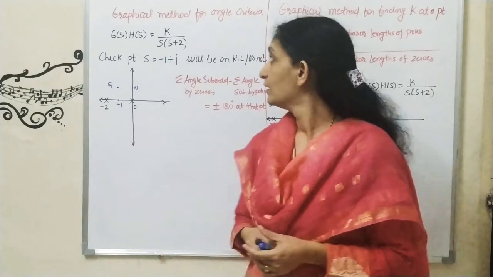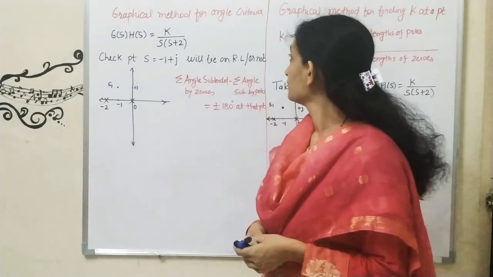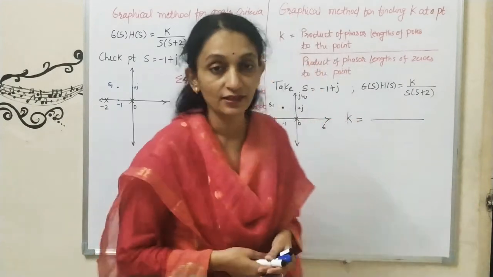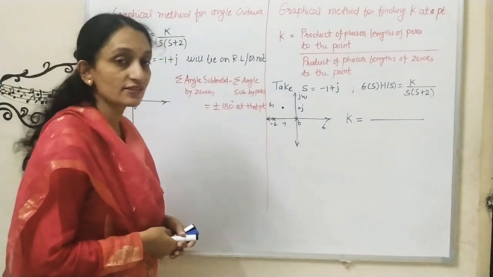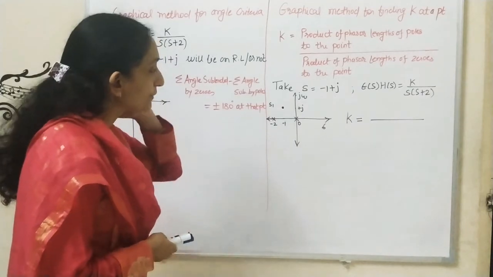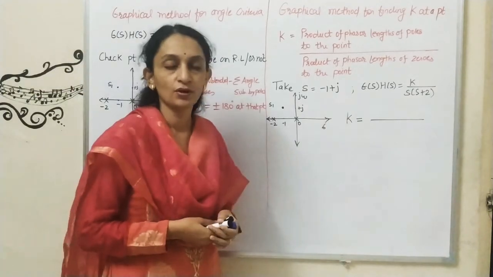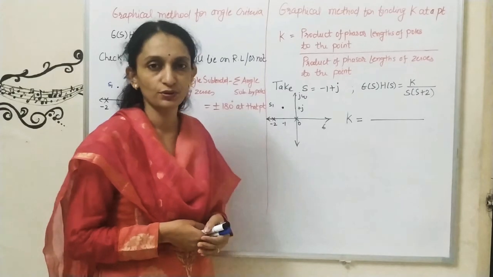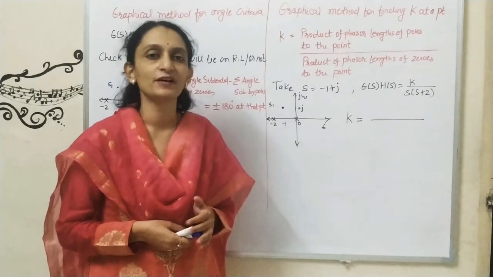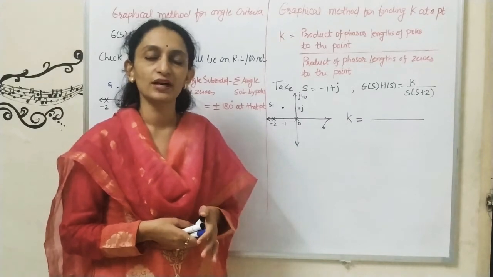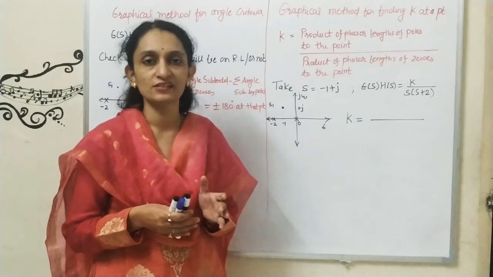Hello students, let's see the graphical method for angle criteria, and second, the graphical method for finding K, that is the constant at a point. In the previous lecture we have seen angle and magnitude criteria. So we know that for angle criteria, the angle should be plus minus 180 degrees, and the magnitude criteria is mod of G(s)H(s) is equal to 1.